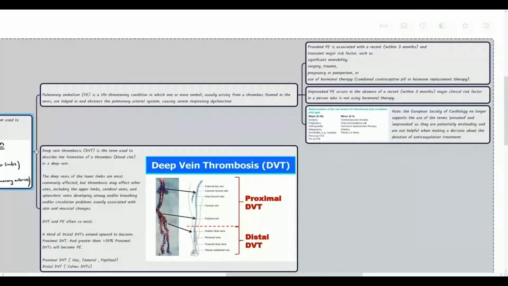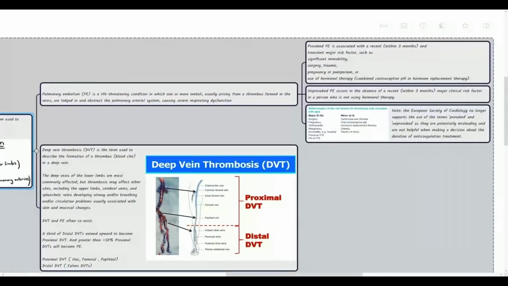The term provoked PE refers to when a major risk factor is present within 3 months. The term unprovoked PE refers to when a major risk is absent within 3 months.